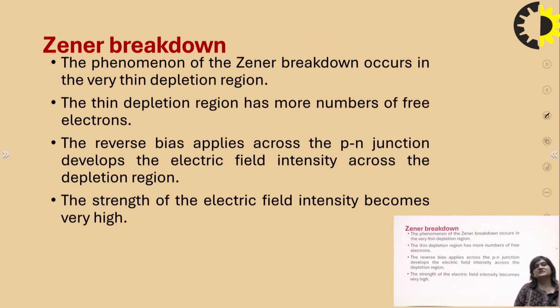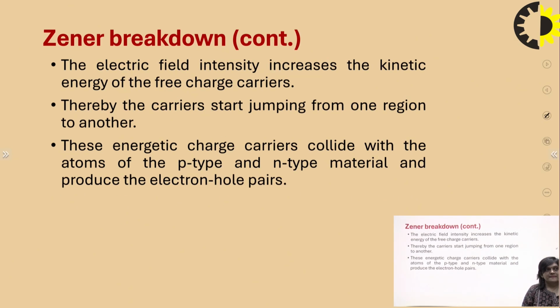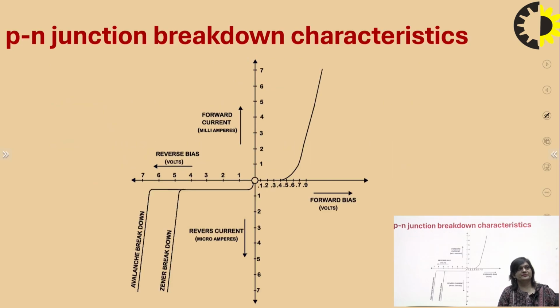The phenomenon of Zener breakdown occurs in a very thin depletion region. The thin depletion region has a larger number of free electrons. The reverse bias applied across the PN junction develops the electric field intensity across the depletion region. The strength of the electric field intensity becomes very high, and it increases the kinetic energy of the free charge carriers, thereby carriers start jumping from one region to another. So the main difference between both is that Zener breakdown occurs due to the high electric field strength, and avalanche breakdown occurs due to the very high velocity or kinetic energy of the charge carriers.